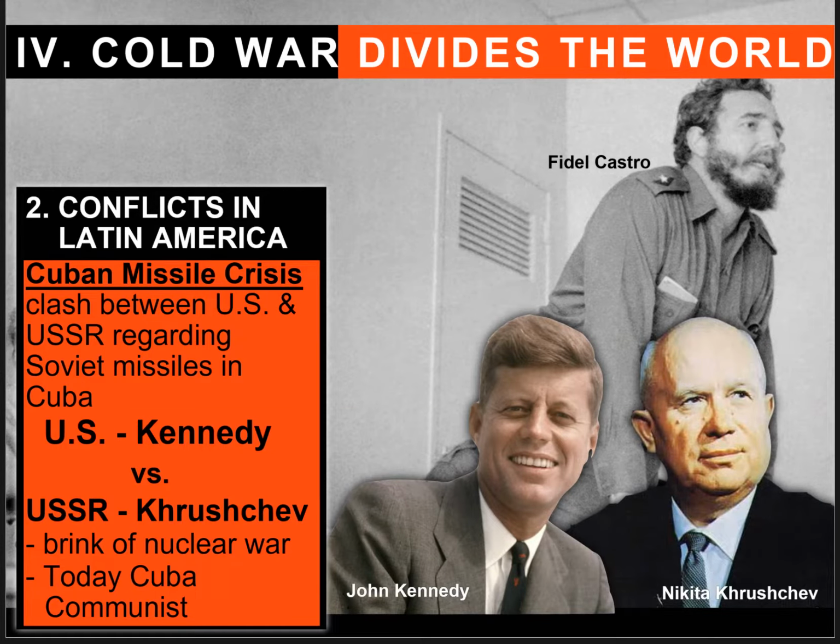Nuclear face-off and the Cuban Missile Crisis. The failed Bay of Pigs invasion convinced Soviet leader Nikita Khrushchev that the U.S. would not resist Soviet expansion in Latin America. So in July 1962, Khrushchev secretly began to build 42 missile sites in Cuba.